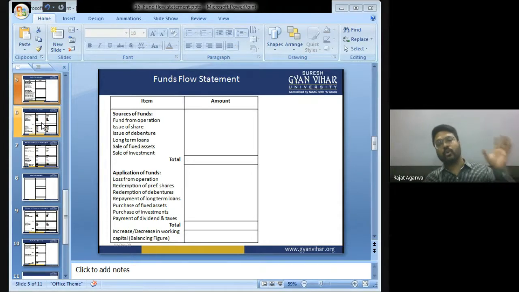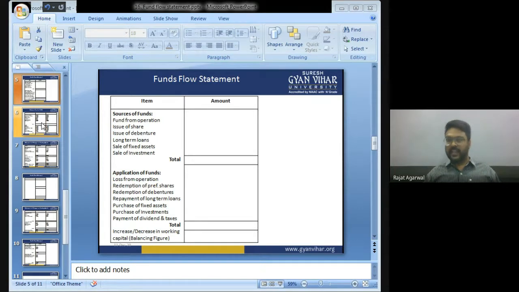So children, from the total of sources of fund, we will deduct application of fund. We will get to know the increase or decrease in working capital. If our answer is positive, then it is an increase in working capital. If our answer is negative, then it is a decrease in working capital. And one more thing I want to tell you.